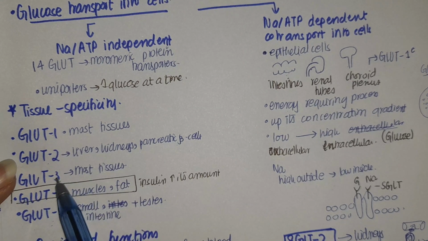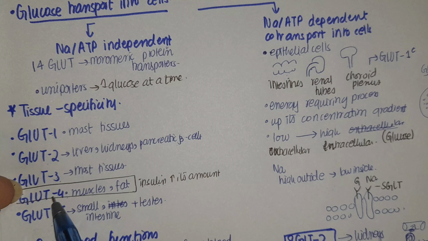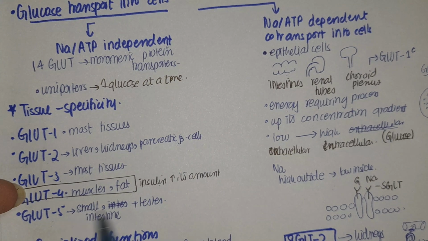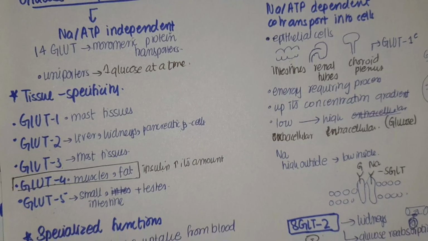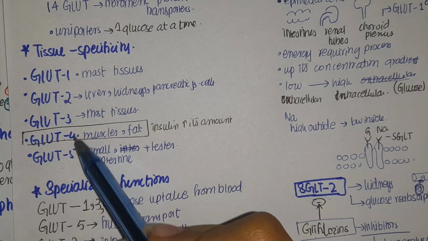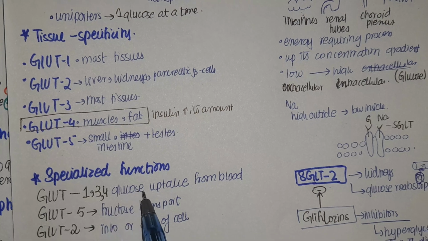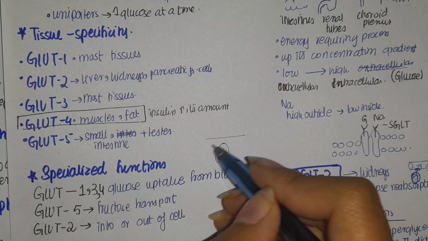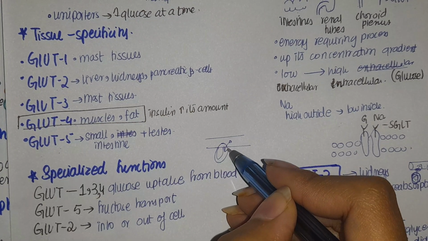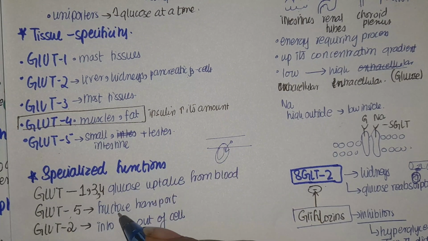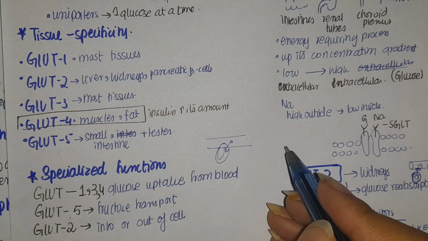So 1 and 3 are in most tissues, 4 is the insulin dependent one in muscles and fat, the 2 is in liver, kidney, pancreatic beta cells, and the fifth one is mostly important in the testes. Now, this 1 and 3, which were present in most tissues, and this 4, that was insulin dependent, allow glucose uptake from the blood. So they will allow the glucose to be absorbed from the blood into the cell. But this GLUT5 that is present in the testes will only transport fructose, not glucose.